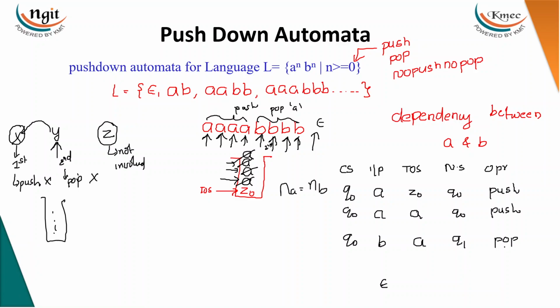So B, A, pop. How many times can I take this BA? Any number of times. That's why you write one more time. So BA pop. I'll tell you this once again with the diagram.